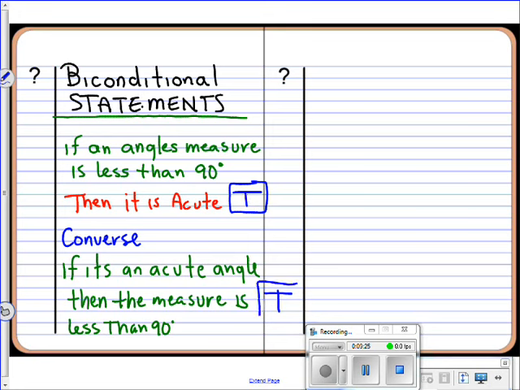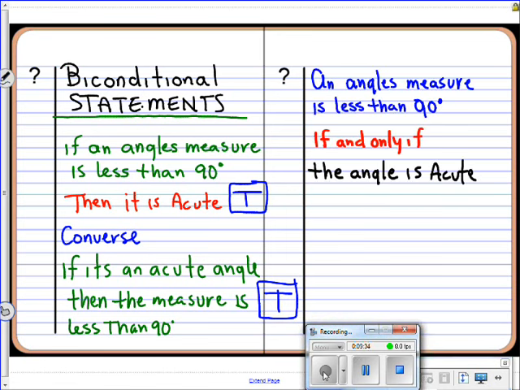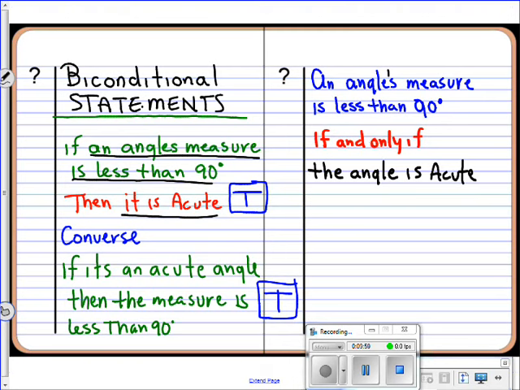Now what we find is that whenever you have an original statement and write its converse, and they're both true, then we can write it as a biconditional statement. An angle's measure is less than 90 degrees if and only if the angle is acute. If you look at the main ingredients, one is the hypothesis, an angle's measure is less than 90 degrees, and the other is that the angle is acute. I just put those pieces with the if and only if in between them.